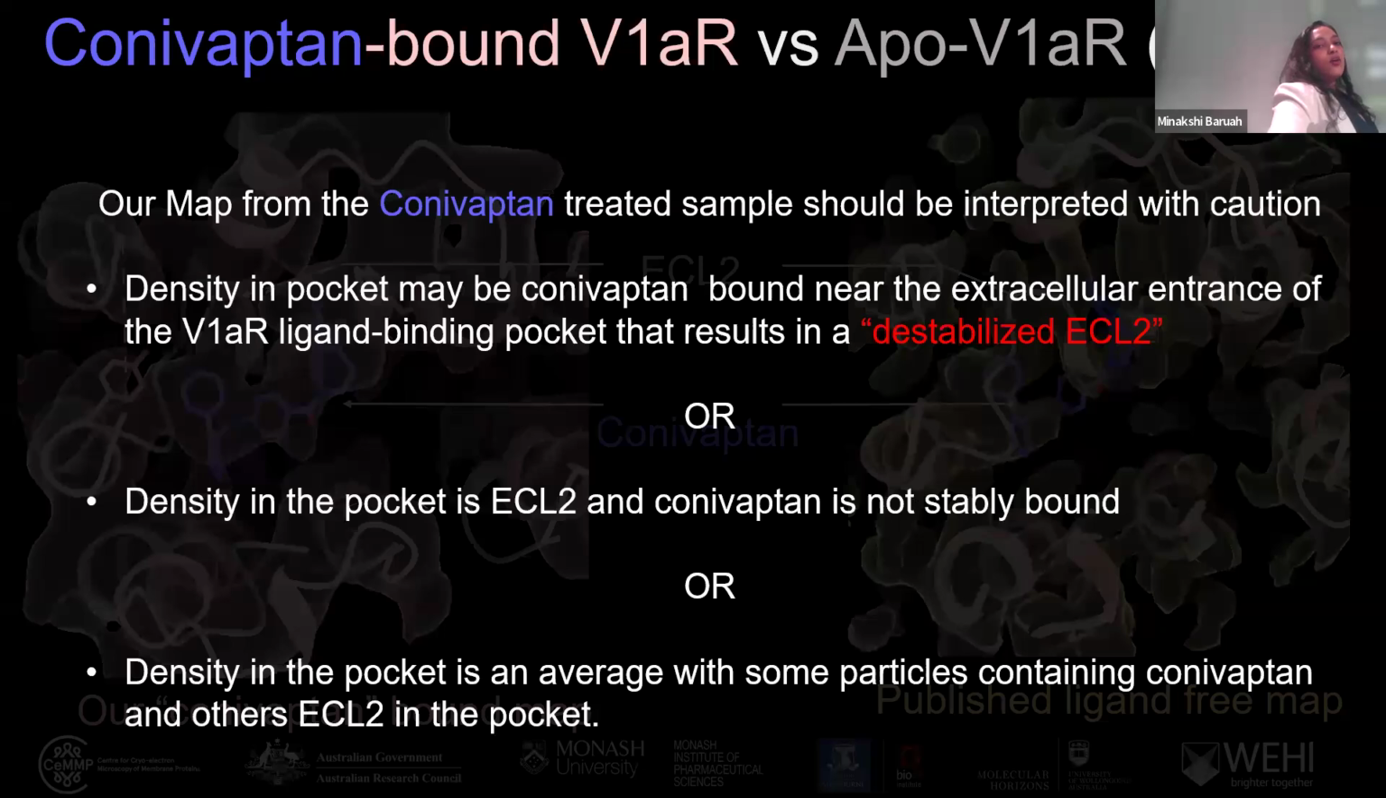So what we have hypothesized is that our map from the conivaptan treated sample should be interpreted with caution, because the density in the pocket might be conivaptan bound near the extracellular entrance of the V1A ligand binding pocket, and that might destabilize ECL2, and therefore we couldn't see a well-resolved ECL2. However, the density in the pocket could be ECL2 and conivaptan is not stably bound, or the density in the pocket is an average with some particles containing conivaptan or some particles containing ECL2. At this point, we cannot conclude this claim.